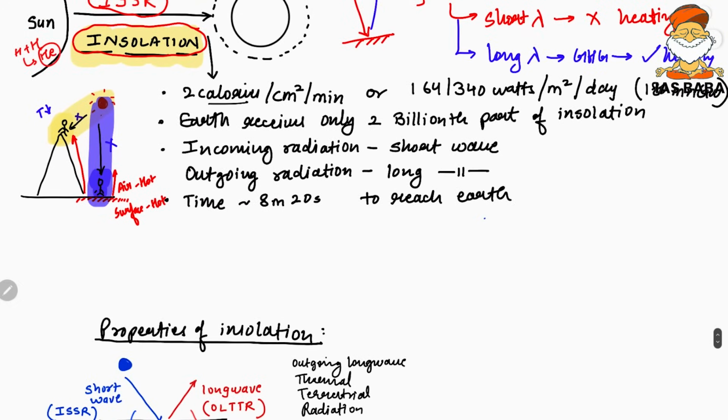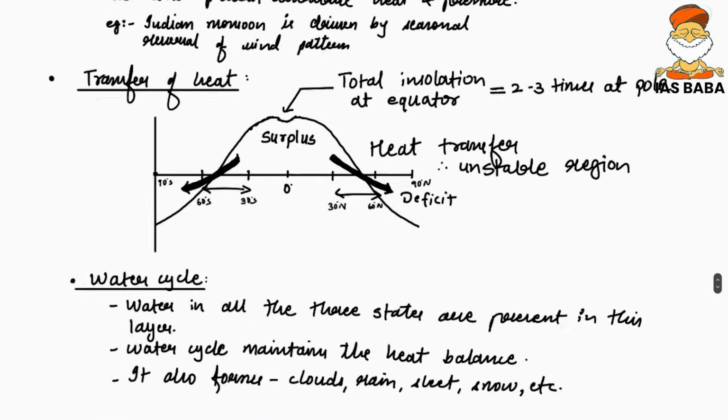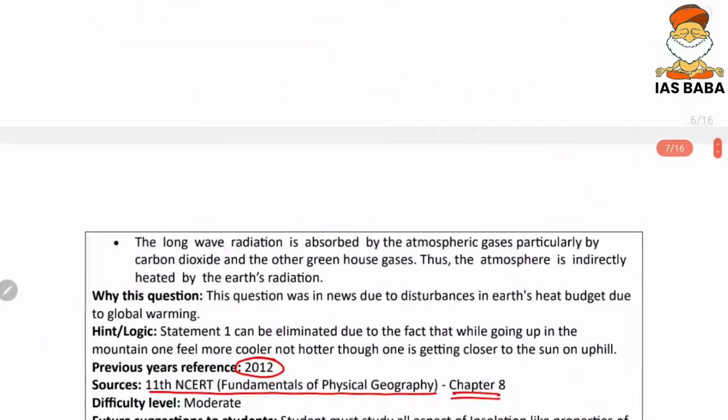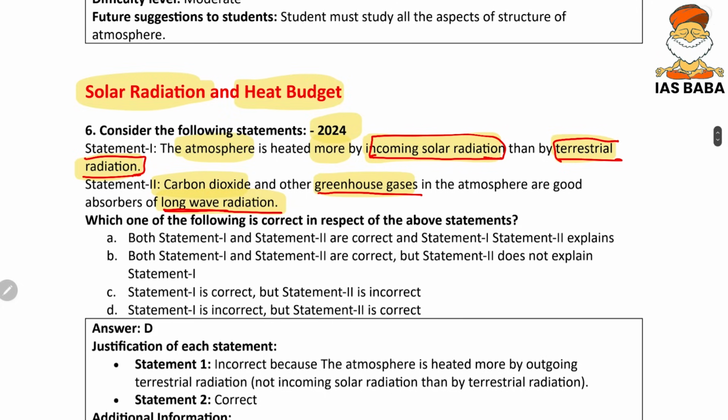Okay, so in this way, this question which was asked by UPSC was quite technical, and merely doing the NCERT was not sufficient for solving these types of questions. For example, you can see this question 24: atmosphere is heated more by incoming solar radiation than by terrestrial radiation. This seems to be wrong. Yes, it is heated more by terrestrial radiation.